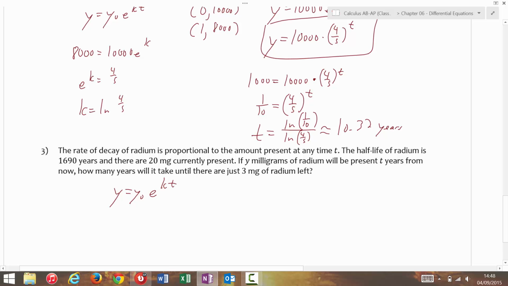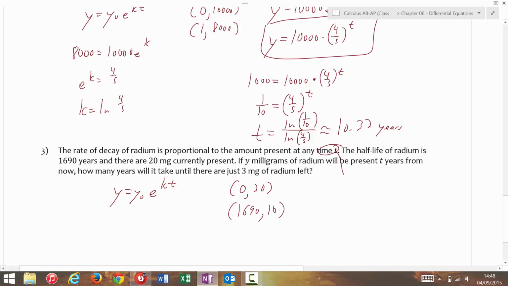The half-life of radium is 1690 years, and there are currently 20 milligrams present. So I know that y of 0, actually I'll just write them as ordered pairs, 0, comma 20, and then it says the half-life is 1690 years, so in 1690 years, there's going to be half of that left. That's going to be 10.